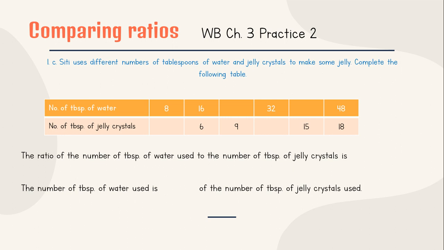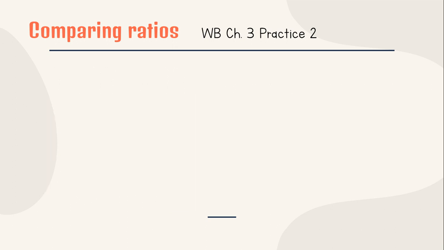So the number of tablespoons of water to the number of tablespoons of jelly crystals, look at here, 16 to 6. So what is the ratio? 8 to 3. This is right. If you do not know, just look at the pattern. 8, 16, 32, 48, of course the multiple of 8. And here 6, 9, 15, of course the multiple of 3. So the number of tablespoons of water used is 8 per 3 of the number of tablespoons of jelly crystals used. Any question? Gotta ask me.